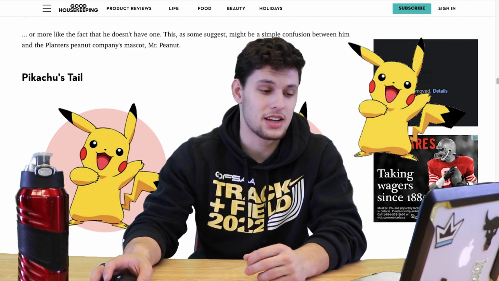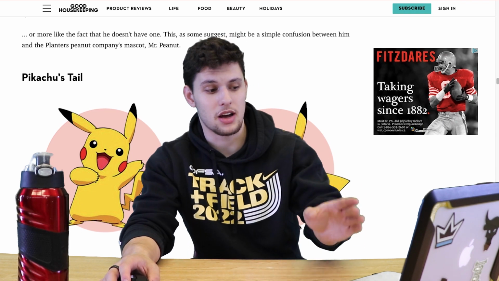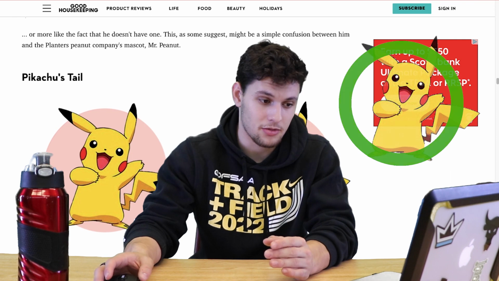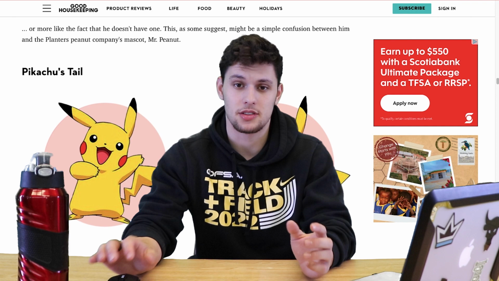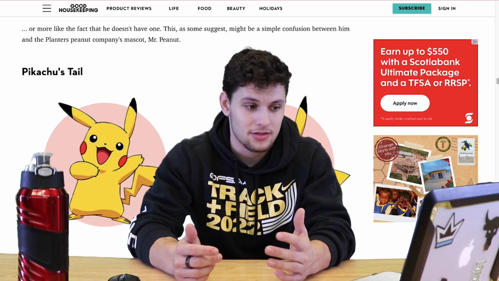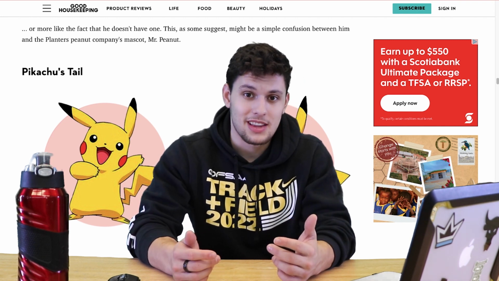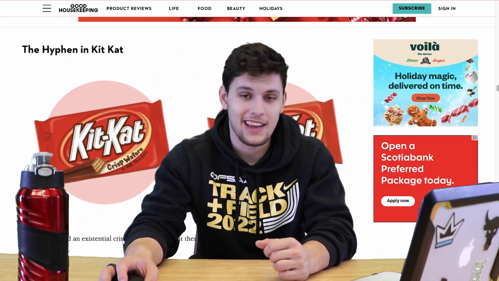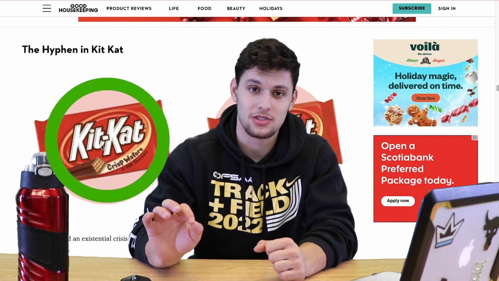Pikachu's tail, 100%, I can tell you, it's not the one on the left. I do not remember him ever having a black-tipped tail. I remember him having a little bit of brown at the beginning of his tail, but nothing on the tip. I even have a little Pikachu figure, and the only color tipped black is his ears, and the only thing that's brown is the little thing on his tail. So, Kit Kat, I had a Kit Kat today, and you know what? I did not look at the packaging, but I remember it having the little dash.